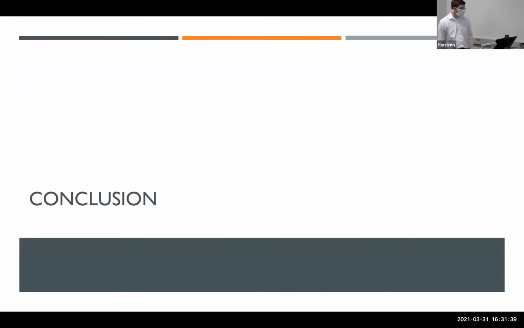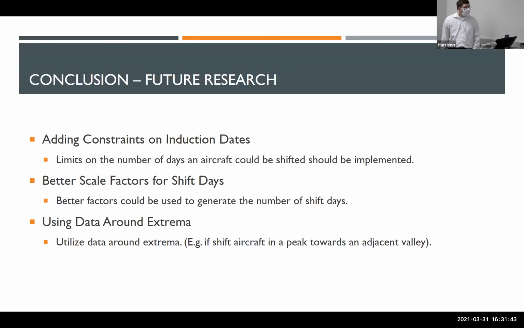So now I'll conclude and talk about areas for future research. While the heuristic discussed in this paper has shown success, there's still more work that can be done to improve it. I have 3 suggestions for future research. First, I discussed that we wanted to change induction dates as minimally as possible. However, this was not a hard constraint on the algorithm. Future research could add these constraints in, limiting the number of aircraft and the number of days an aircraft could be shifted to produce more realistic schedules.